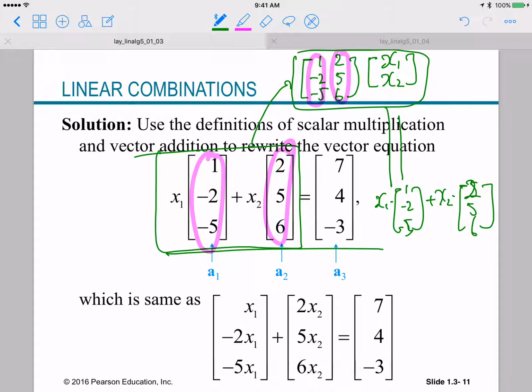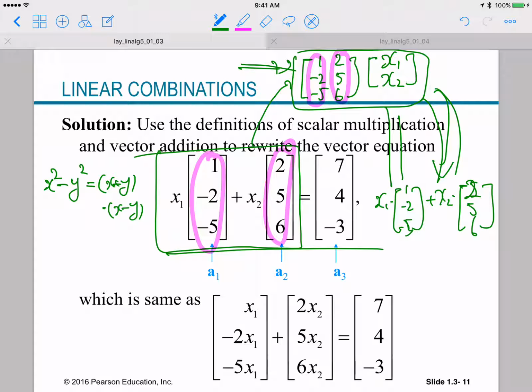Can you verify this is true? Yeah, if you compare the element-wise computations from this matrix multiplication, you will see these are the same as this, right? So it's like factorization. You know x squared minus y squared is the same as x plus y times x minus y, right? It's just this kind of factorization, and these two are the same.